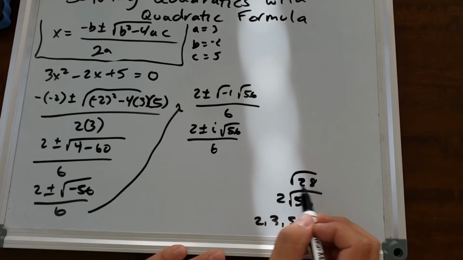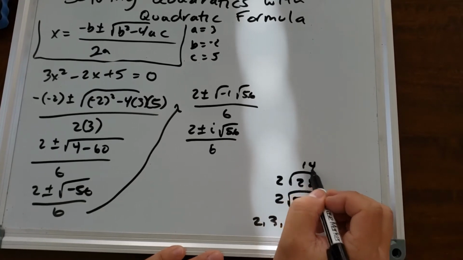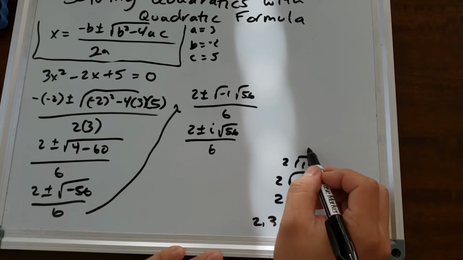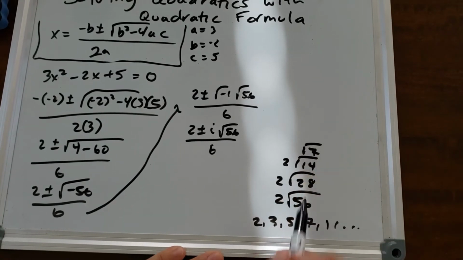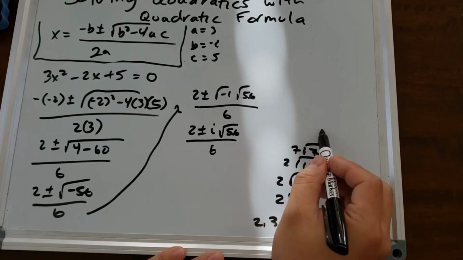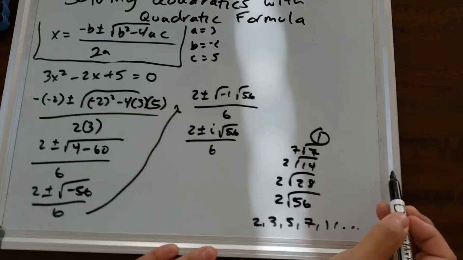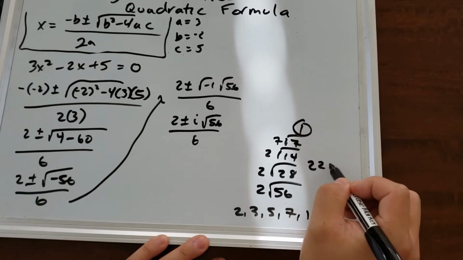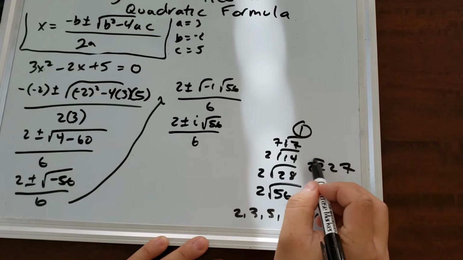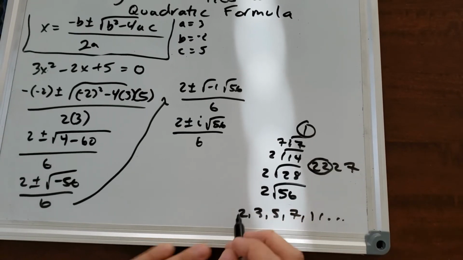What can go into 28? 28's even, so it's got to be a 2. 14, a 2 can go into that. 7, and then a 7's on there, so I can divide by 7, and that gets me that 1 that I'm looking for. So these are my numbers. I got 2, 2, 2, 7. Look for my pair. Here's a pair of 2's, okay?